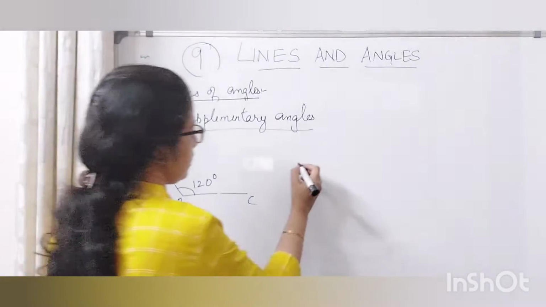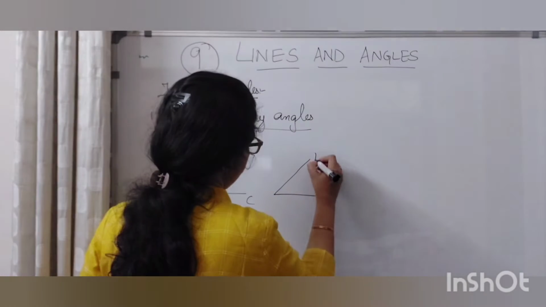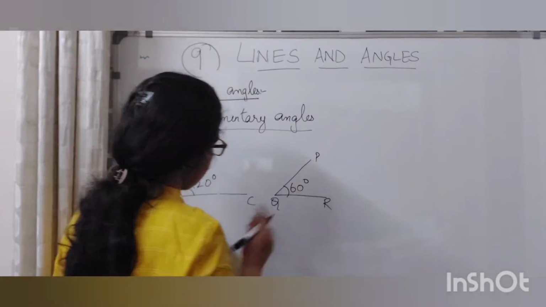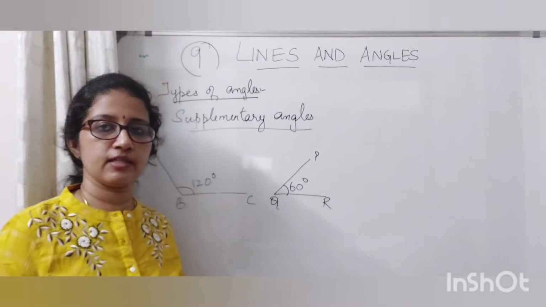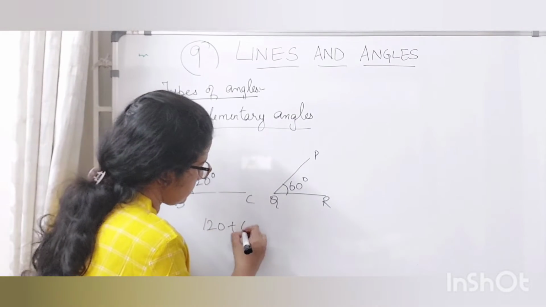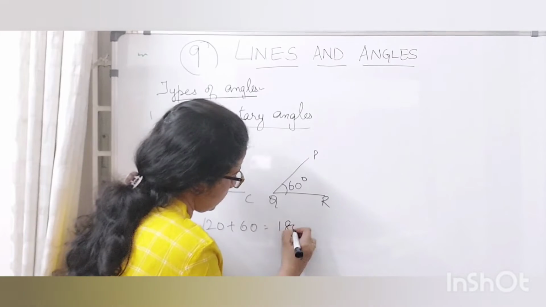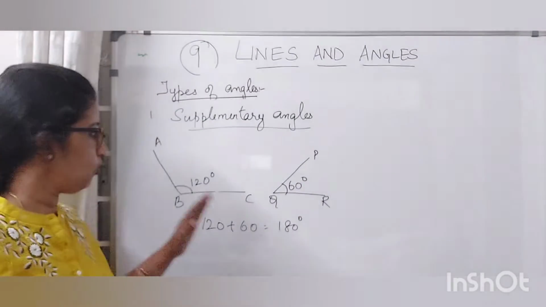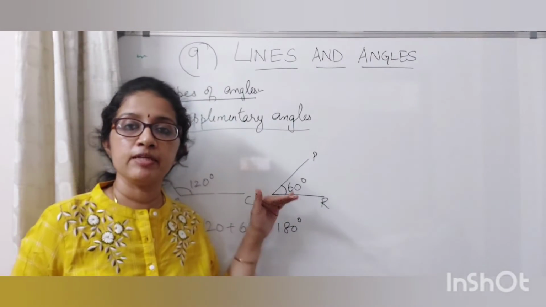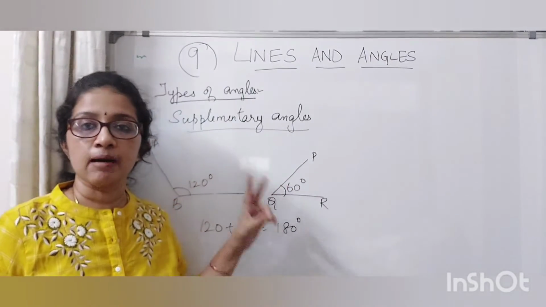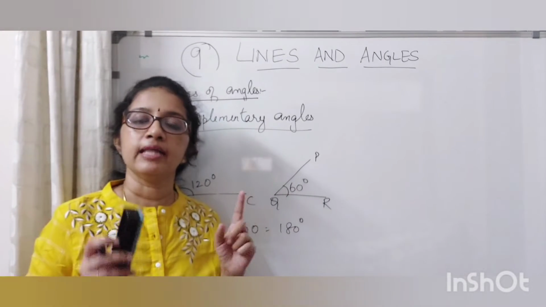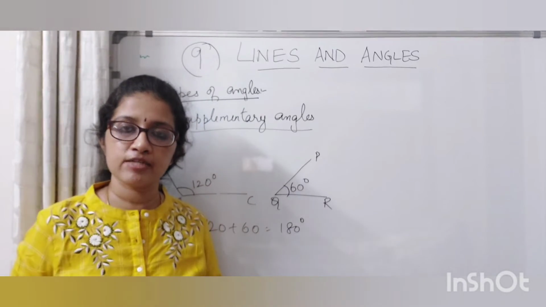Okay, and the other angle PQR is equivalent to 60 degrees. Okay, this is 120 degrees, this is 60 degrees. So what is the sum of both the angles? 120 plus 60 is equivalent to 180 degrees. Okay, so angle ABC and angle PQR are supplementary angles. If the sum of two angles is equivalent to 180 degrees, the angles are said to be supplementary angles.